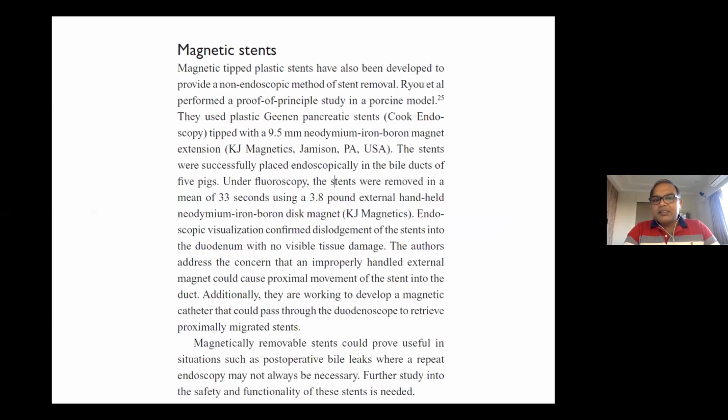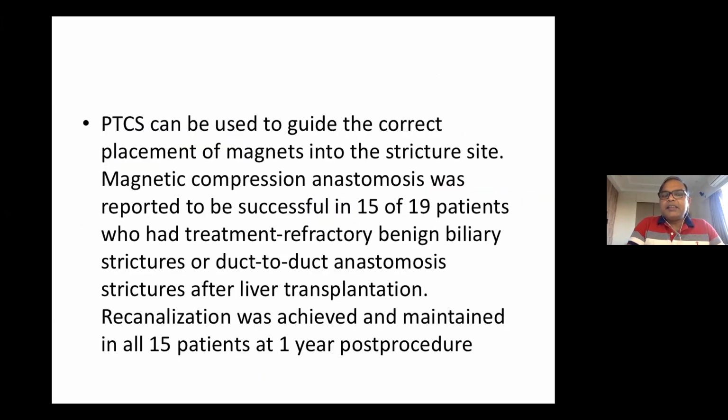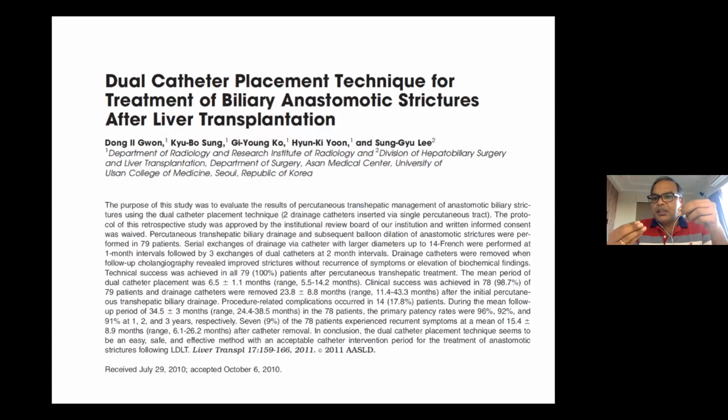There is also some data where they used two magnets in the proximal and distal bile ducts to straighten the biliary stricture to help in crossing it. But I have never seen that. There are a few Japanese studies that say it helps in crossing.